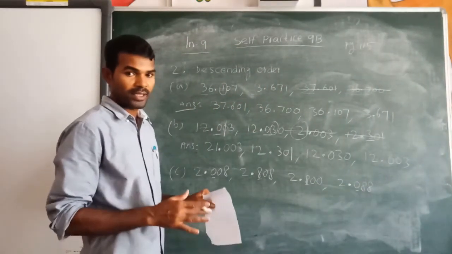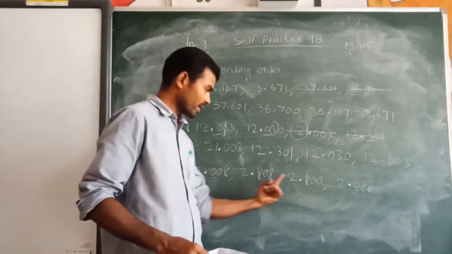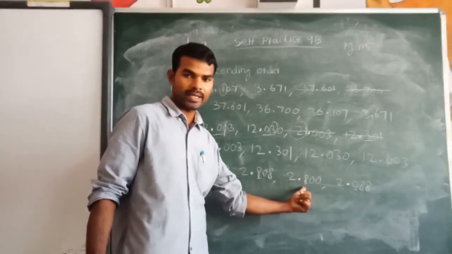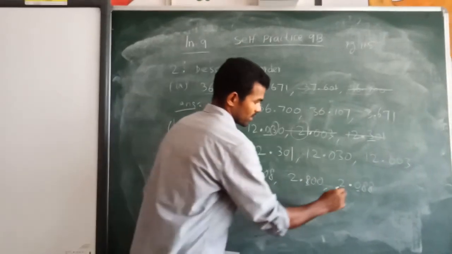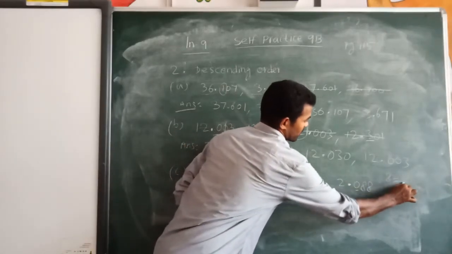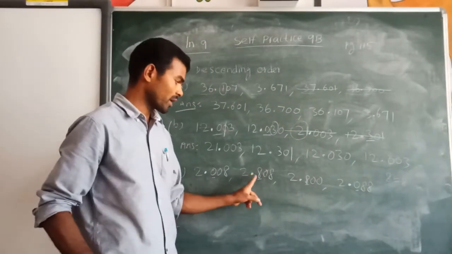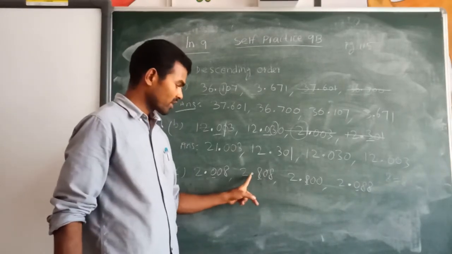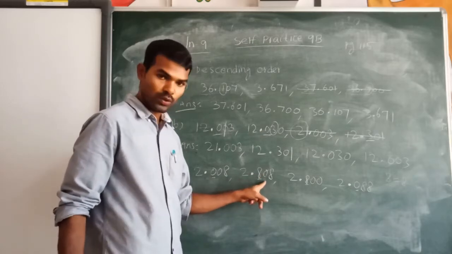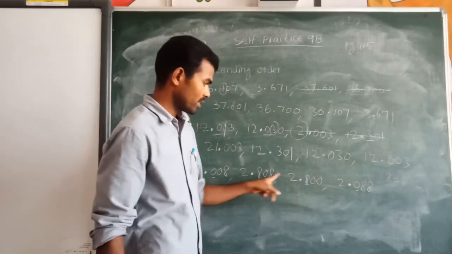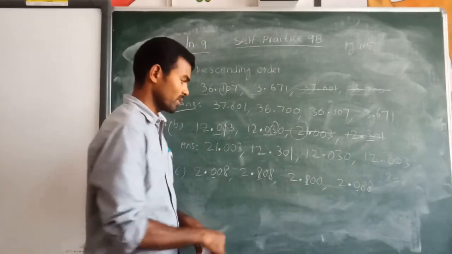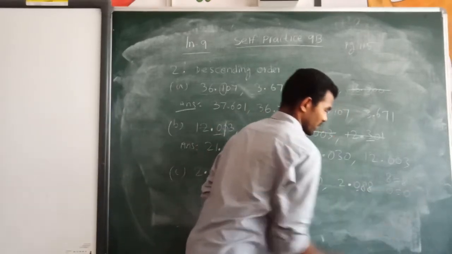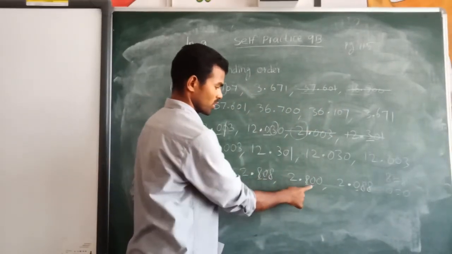We have to compare the greater number only. So here is 8 and here is 8. Now take these two numbers only and compare. 8, 8, both are equal. So the first decimal place is equal. Now let us compare the second decimal place. Here is 0 and here is also 0. Second place 0, 0. Both are equal.